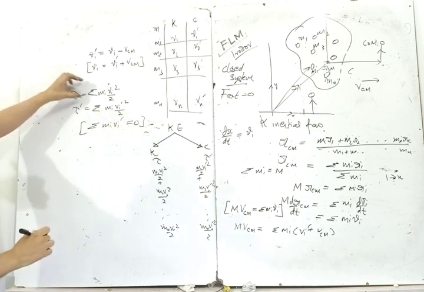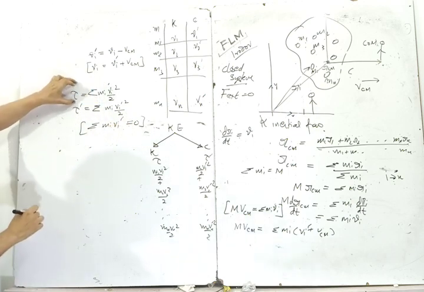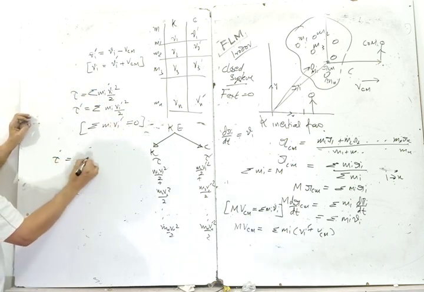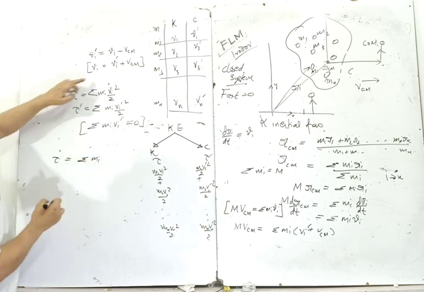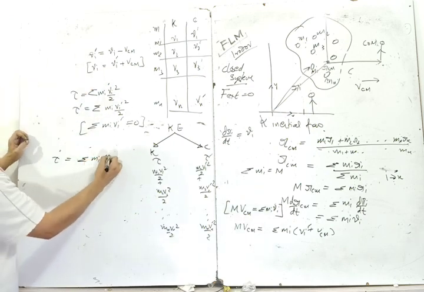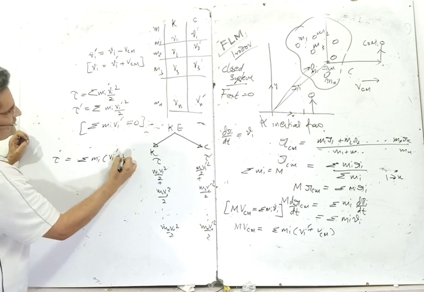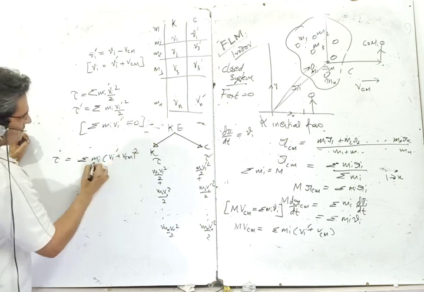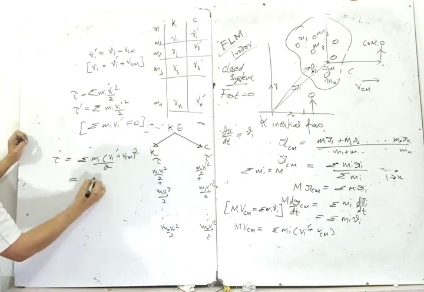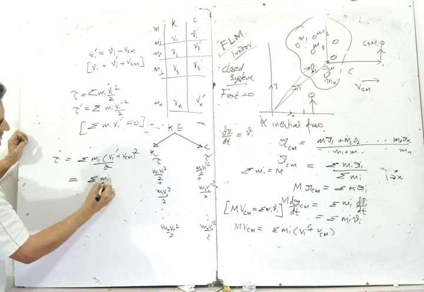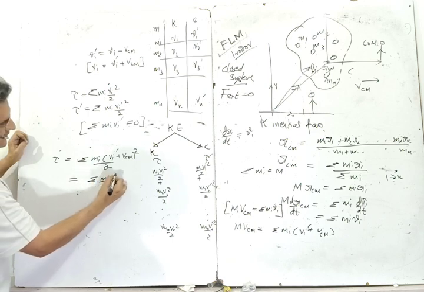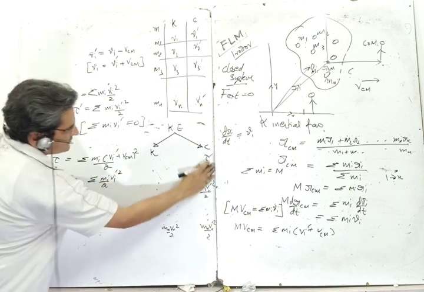Now go back to this equation again. T is equal to sigma mi, what is vi? Vi is nothing but vi dash plus vcm whole square upon 2. Let me expand it. It comes as sigma mi upon 2 vi dash square. Let me rub it.